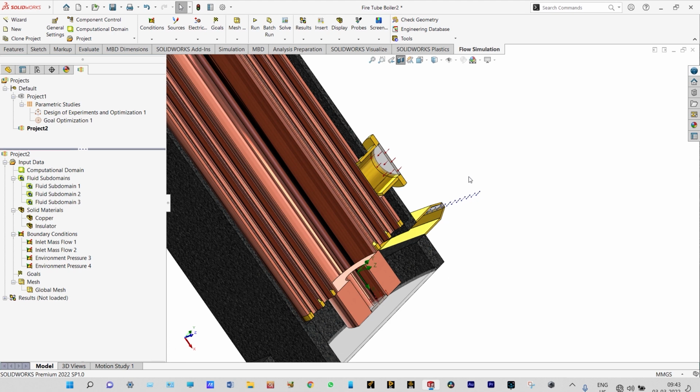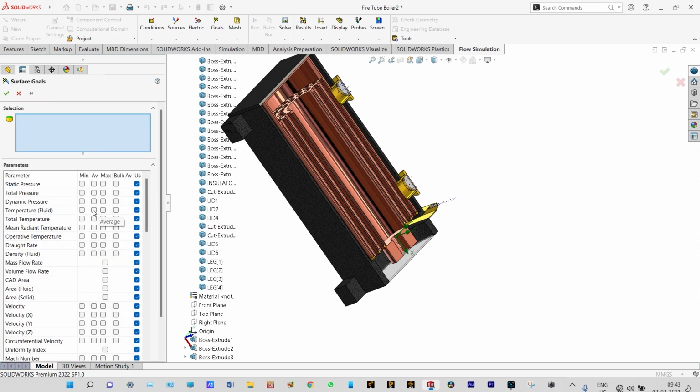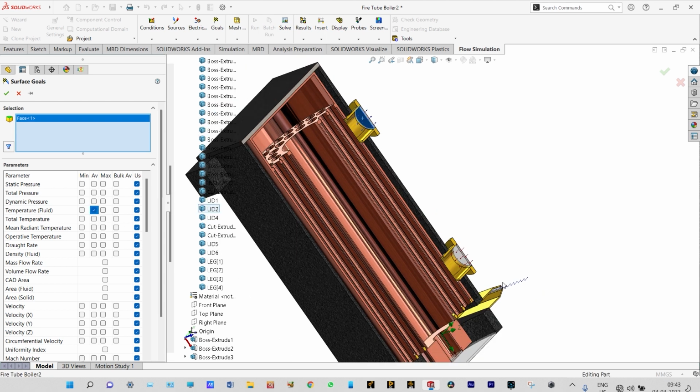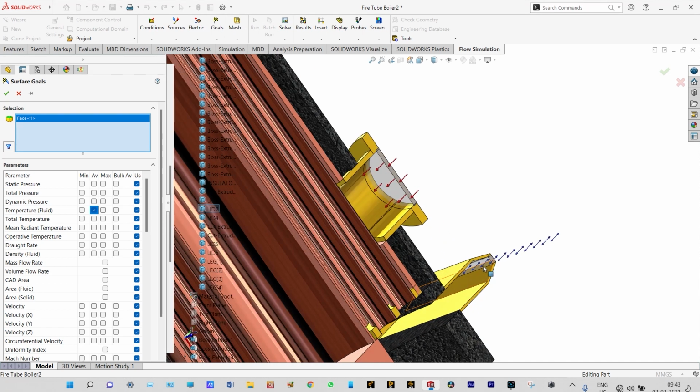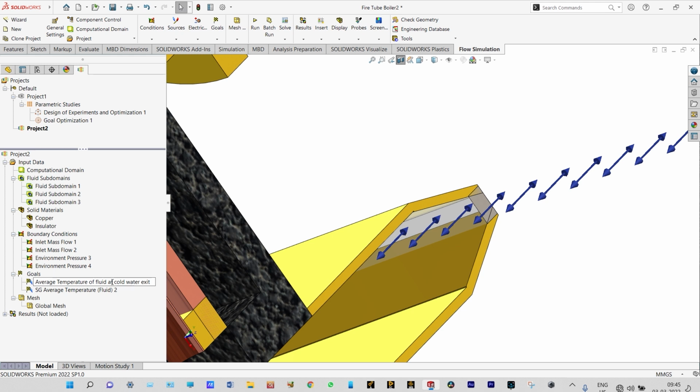Next to that, we need to select some goals. In our case, we can select a lot of goals. We need to have the temperature of cold water to be 100 degrees centigrade or something else. Like we can have steam, it may be more than 100 degrees centigrade also. Let us have it from goals. Insert surface goals. It will be average temperature of fluid at the exit of cold water, this one. And also we want to have the average temperature at the exit of hot flue gas. We can have separate goals for each of them, and we can rename this one as average temperature of fluid at cold water exit. And the second one, we can rename as average temperature of hot air at exit.